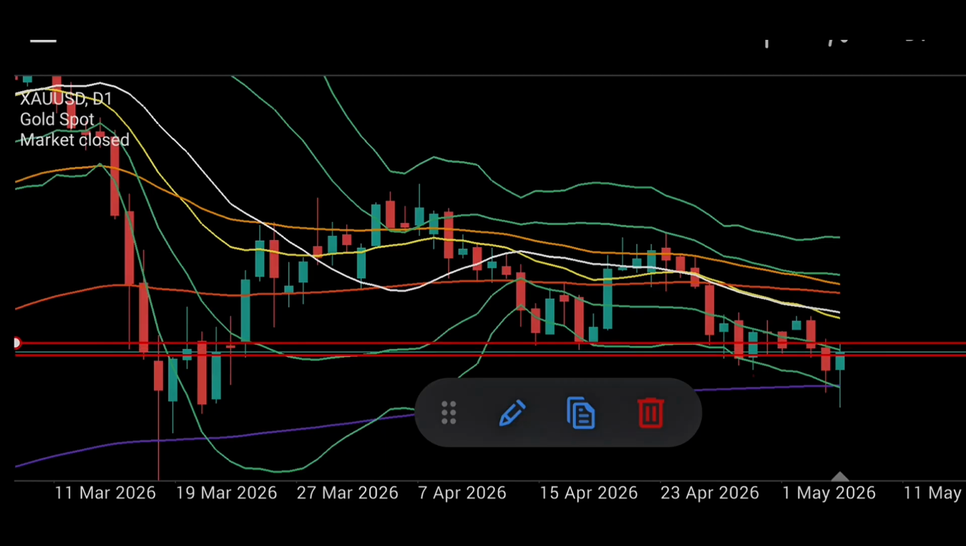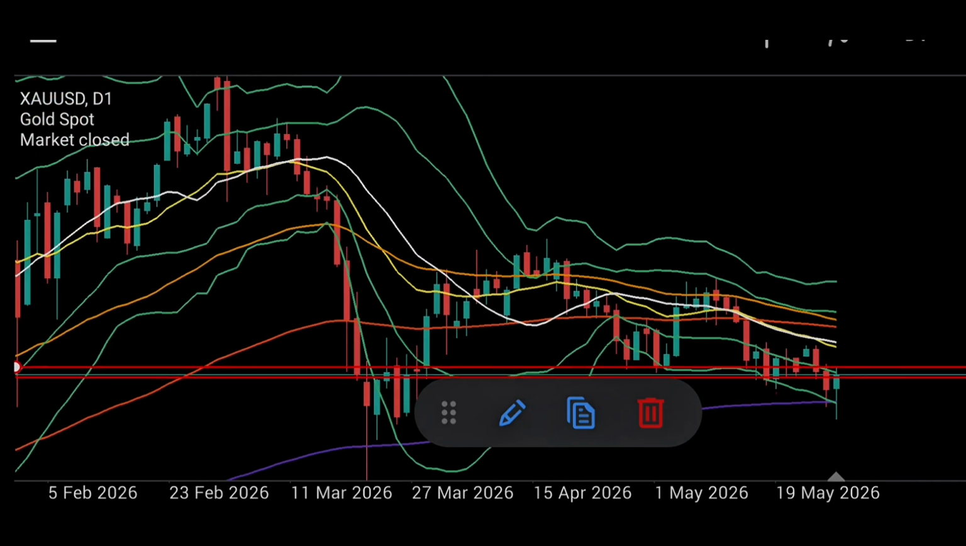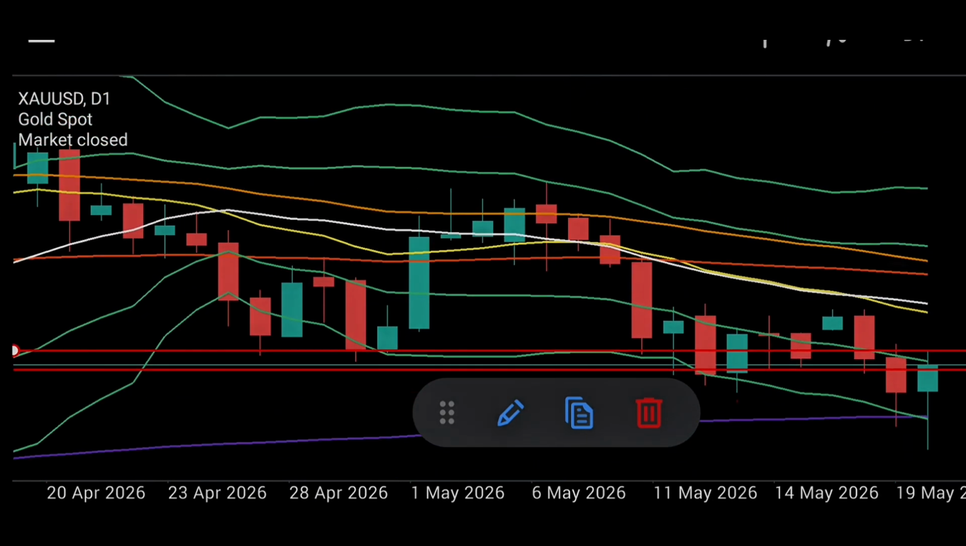Now we don't know if the price will be respecting this key level or will be respecting this key level. So because of that, you need to be patient. Trading is about patience. Once you are patient, you will make money. So for me, I'm not taking this trade. I will skip it for now. All right, I will stop the video here.